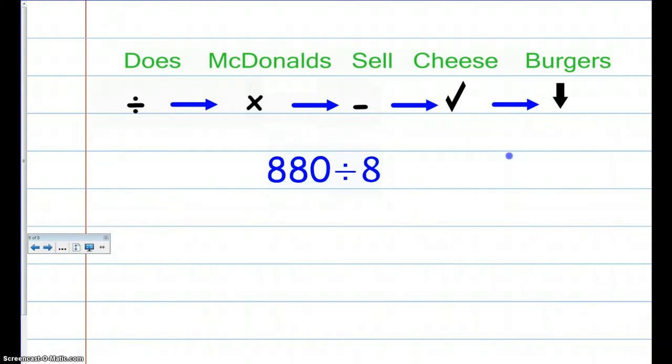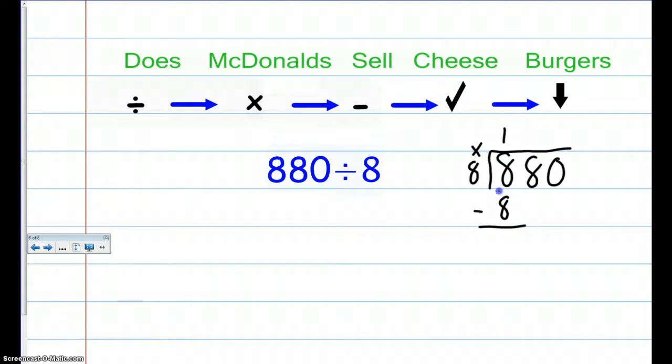Okay, 80 divided by 8. Let's start with, how many times does 8 go into 8? 1. Multiply. 8 times 1 is 8. Subtract. 8 minus 8 is 0. Bring down. Check and see if there's anything to bring down.